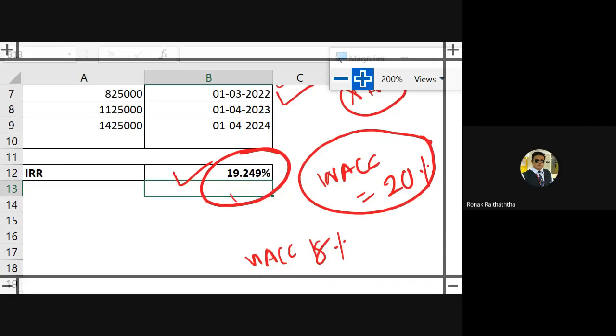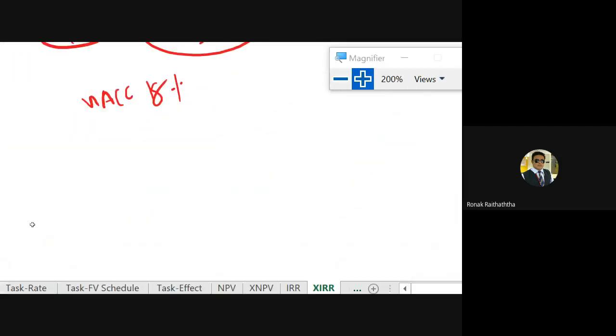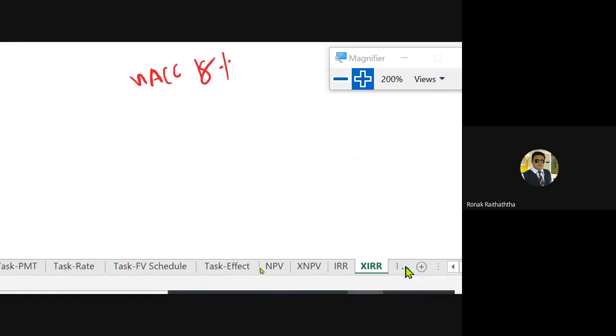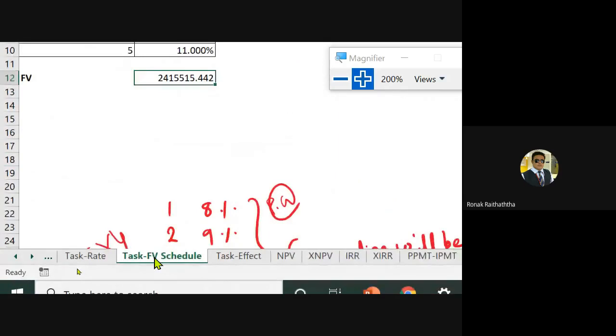I hope everyone is clear with the IRR now. Is everyone crystal clear about this IRR XIRR? So the functions that remain are related to loans. For the loans functions we will need one more day, and that would be the end of finance functions in Excel.